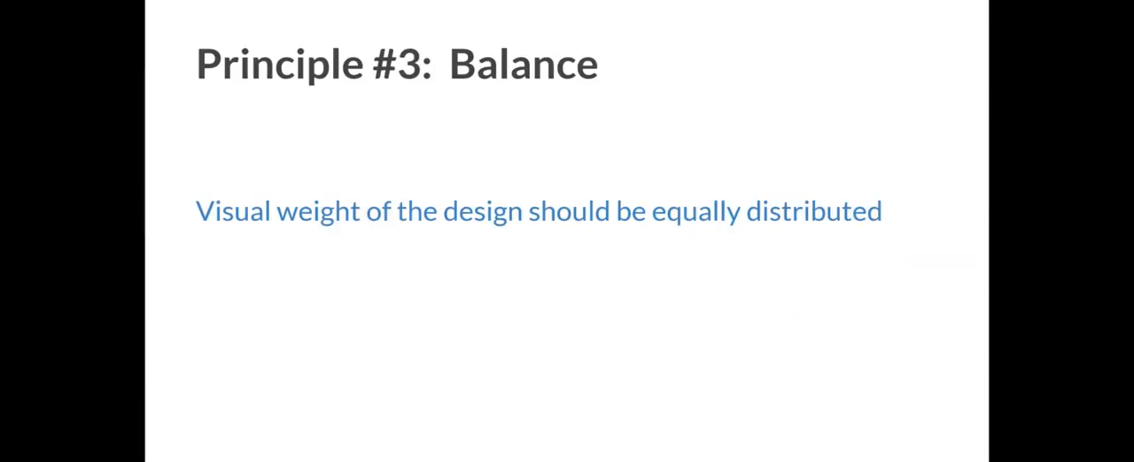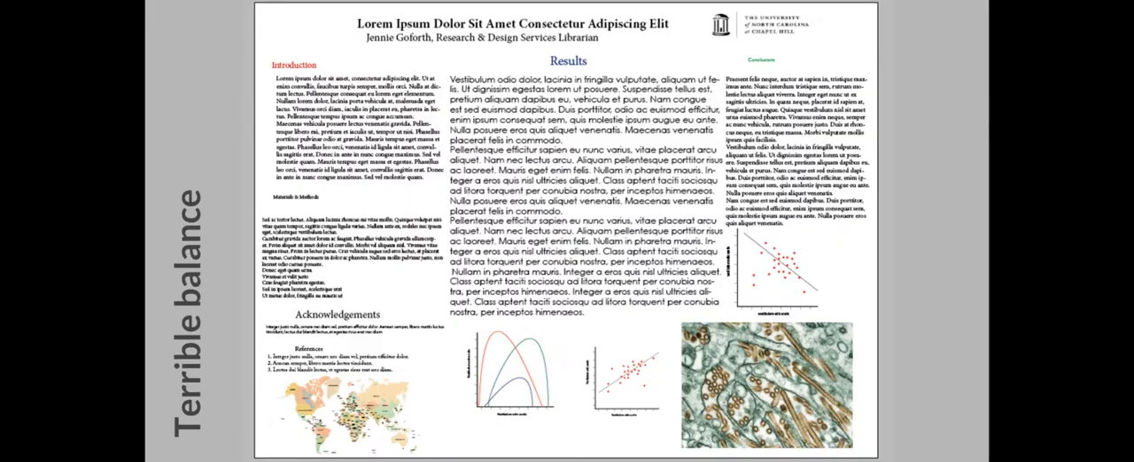Principle number 3 is balance. This means the visual weight of the design should be equally distributed. Again, here's this not so great example. This has terrible balance. In addition to not having the right fonts or colors appropriate for the subject, you've got all of your narrative on the top of the page and all of your images on the lower part. It's not balanced at all.